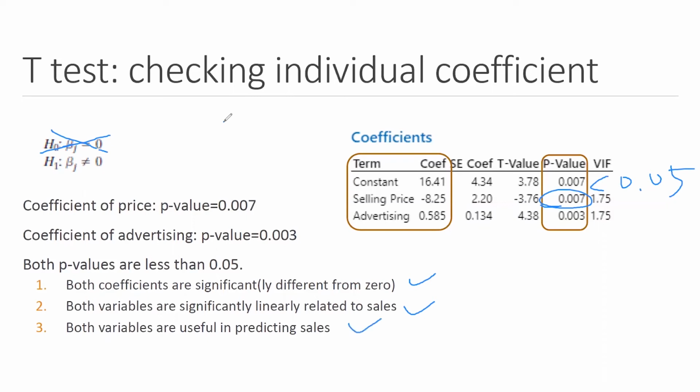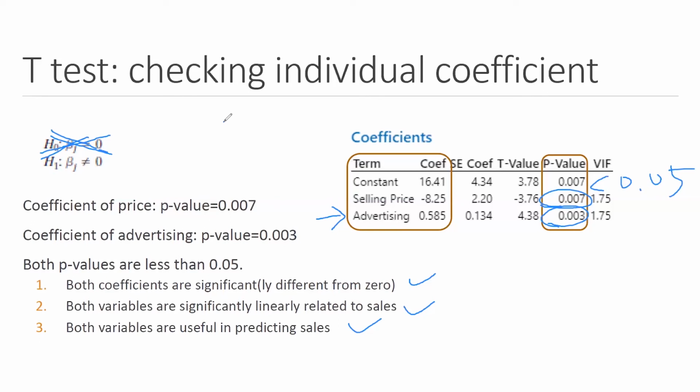Okay, now moving to the next x variable, which is the advertising expenditure. Similar idea, now we're testing beta 2 equal to 0 versus beta 2 different from 0. Looking at the corresponding p-value, which is 0.003, we can tell again we want to reject the null hypothesis and claim that this x variable, advertising expenditure, is highly correlated with y and is useful in predicting y, which is the sales. At the same time, we can say the coefficient is significant.